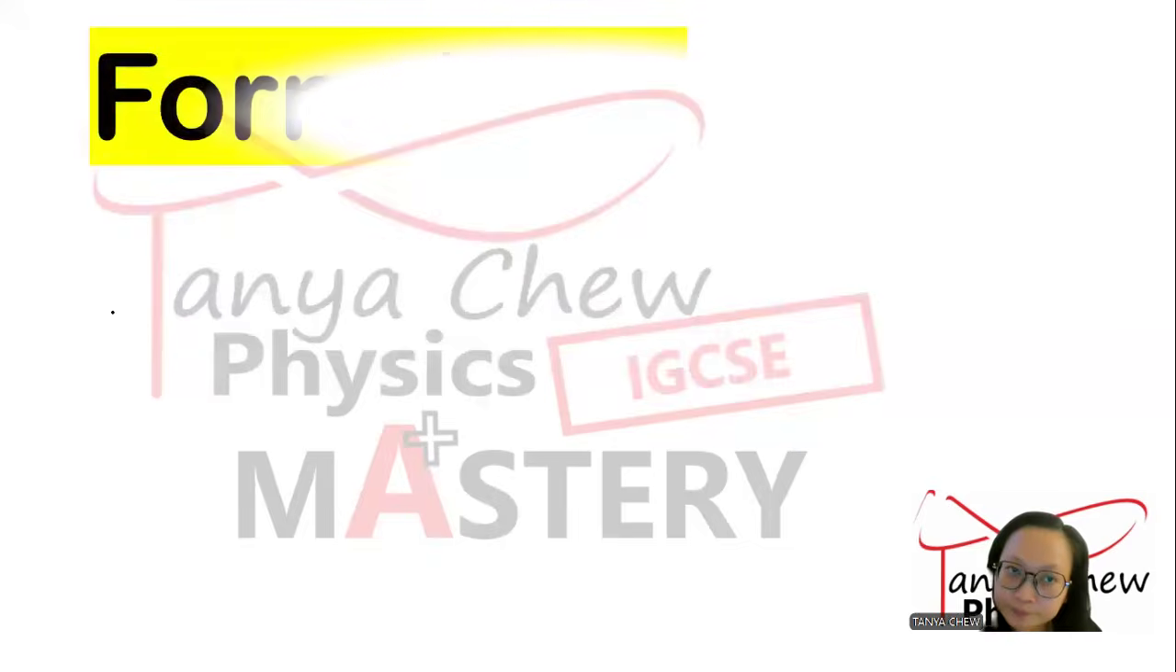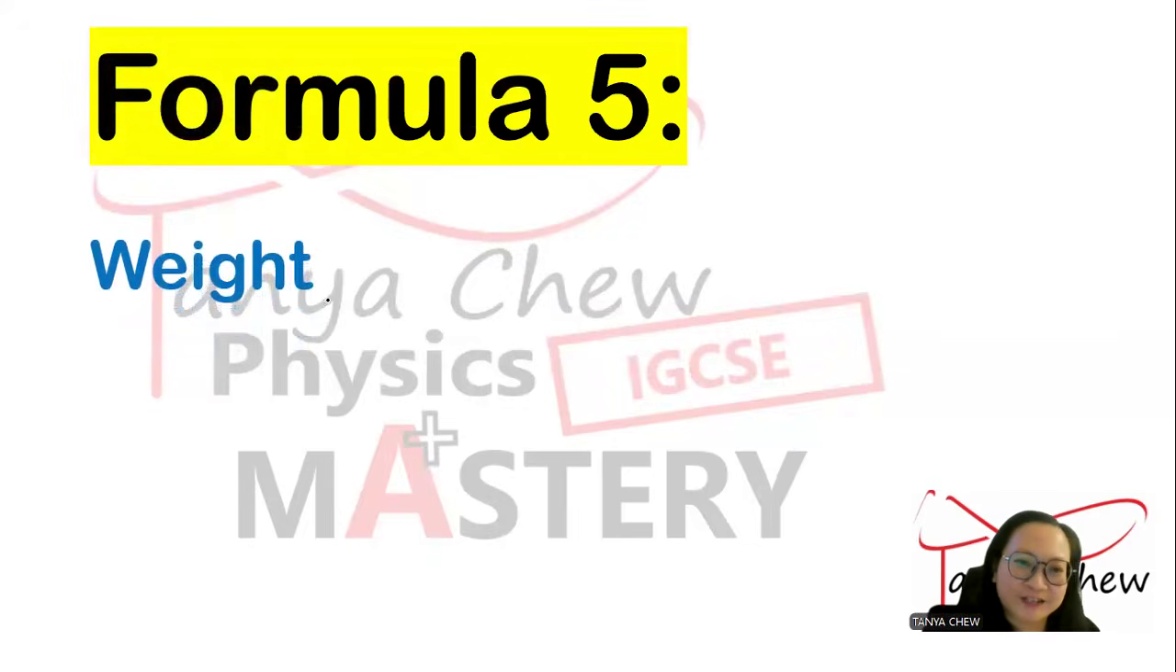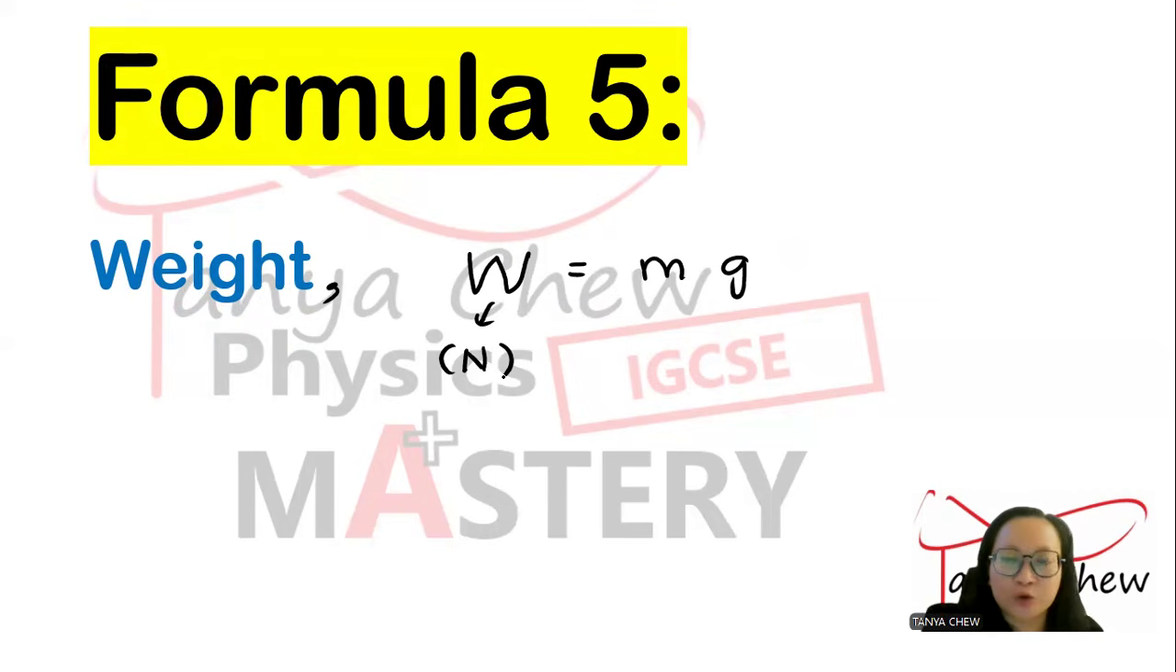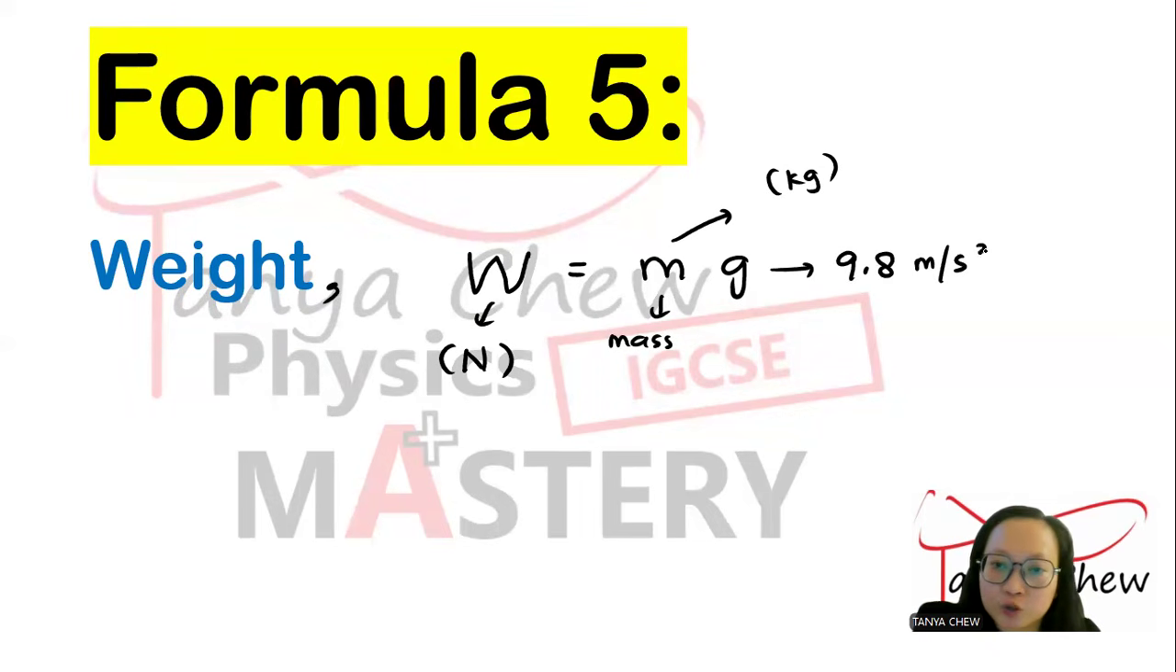The next one, formula number 5, weight. Weight W is equal to mg. Remember, weight must be measured in Newton because it is the gravitational force. That is why if your mass is given in gram, convert it to kilogram. You have to. This is called mass. And the g, this is called gravitational acceleration. It is 9.8 meter per second squared. Remember to convert your mass from gram to kilogram.